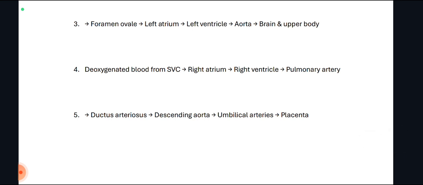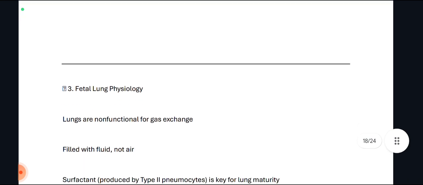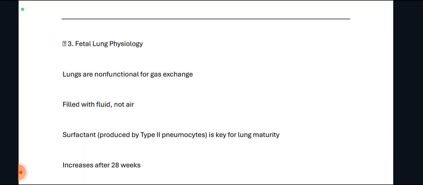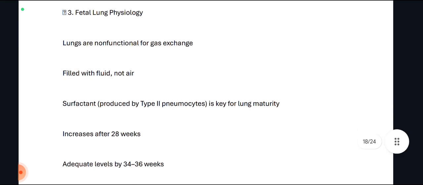Now the deoxygenated blood from the superior vena cava goes to the right atrium, to the right ventricle, to the pulmonary artery, and this again, due to the shunting between them, enters from the ductus arteriosus to the descending aorta, then goes to the umbilical arteries, and then to the placenta. Okay, so as we have already said, the umbilical vein carries oxygenated blood while the umbilical artery carries deoxygenated blood.